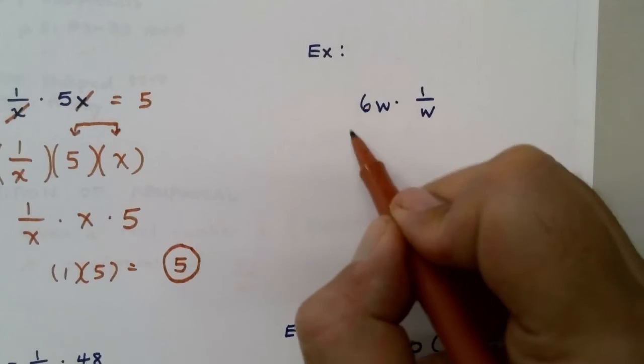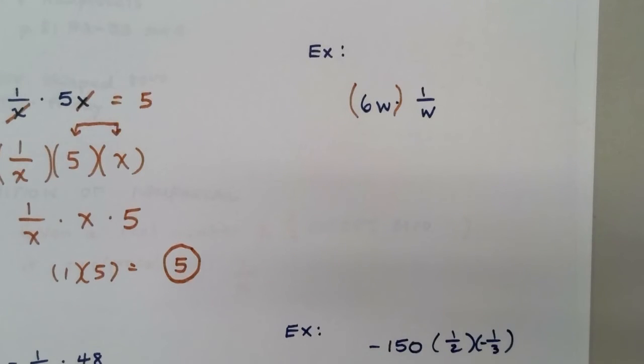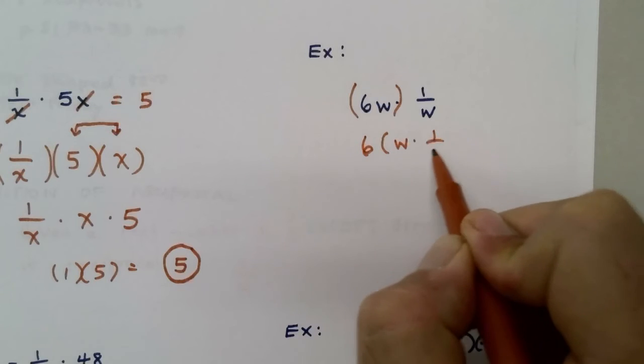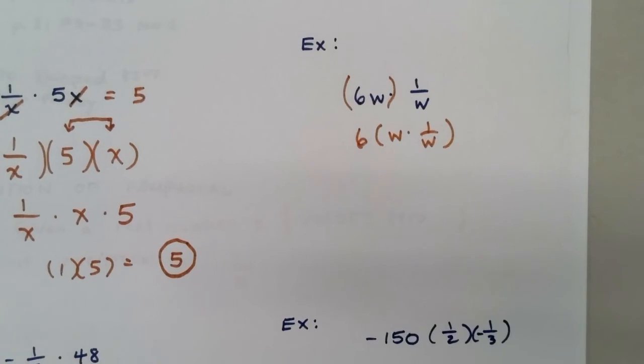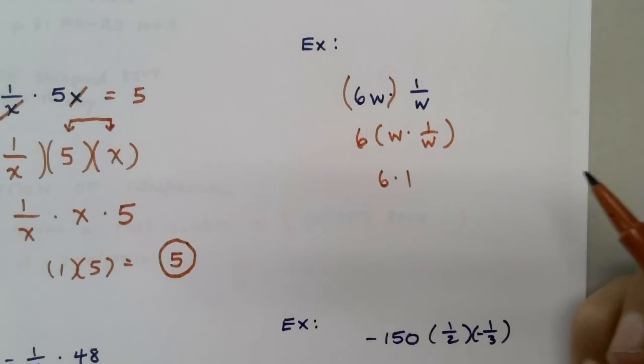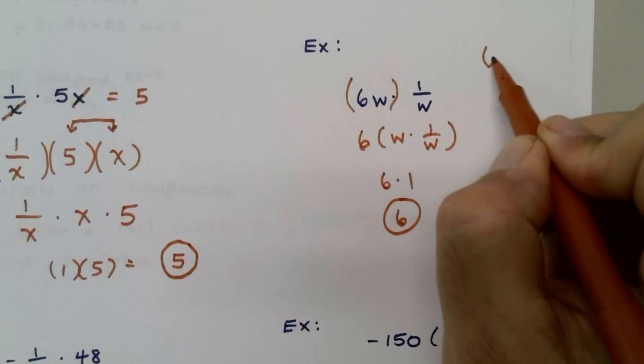So here again, technically what I have is 6w times w, but by the associative property, I could change it to this. Any number times its reciprocal is 1. So my answer is 6. And again, I want you to know, I would never do it this way. This is how my work would look.